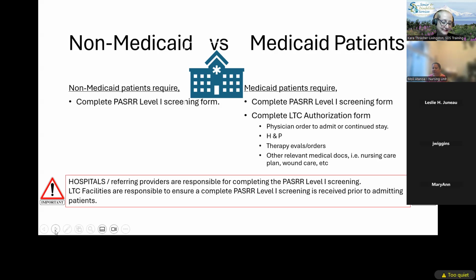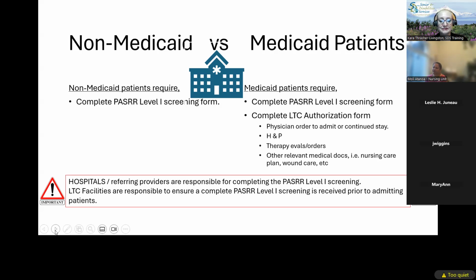We wanted to emphasize that hospitals or referring providers are responsible for completing the PASRR level 1 screening form. There may be instances where the hospital will need to work with the long-term care facility to complete the form, but the process steps originate from the hospital or the referring provider. If it is a clinic, it is initiated and completed at that step.